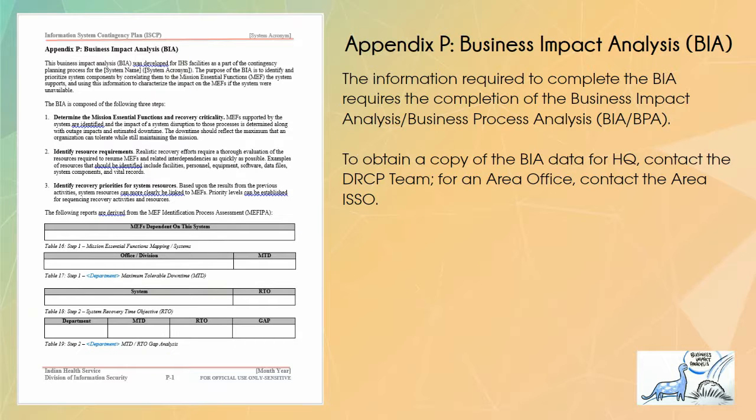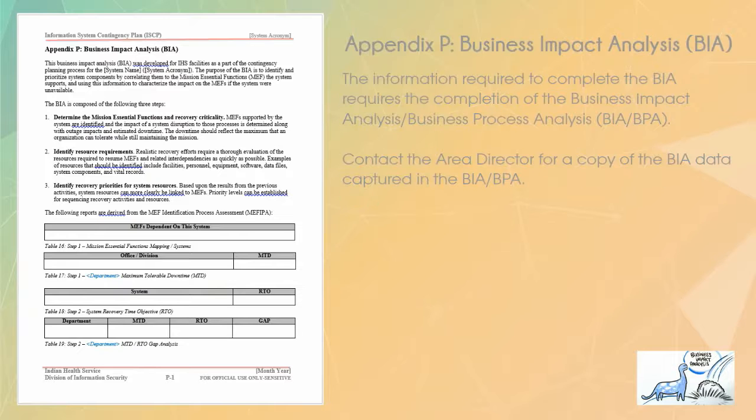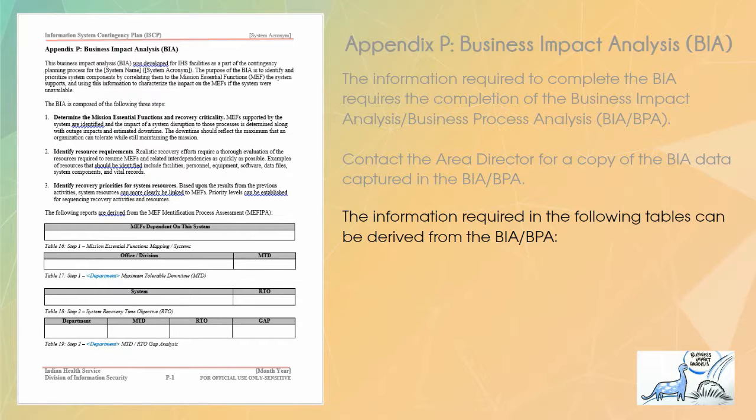Appendix P, Business Impact Analysis. The information required to complete the BIA requires the completion of the Business Impact Analysis Business Process Analysis. To obtain a copy of the BIA data for HQ, contact the DRCP team. For an area office, contact the area ISSO. The information required in the following tables can be derived from the BIA BPA.